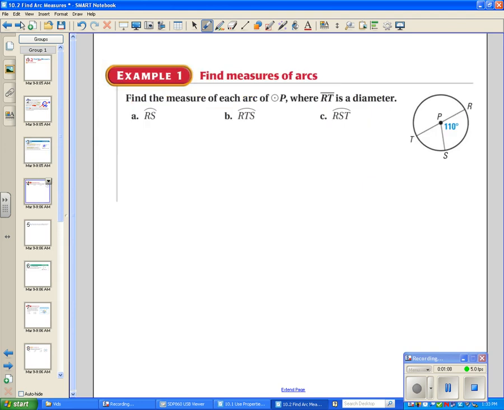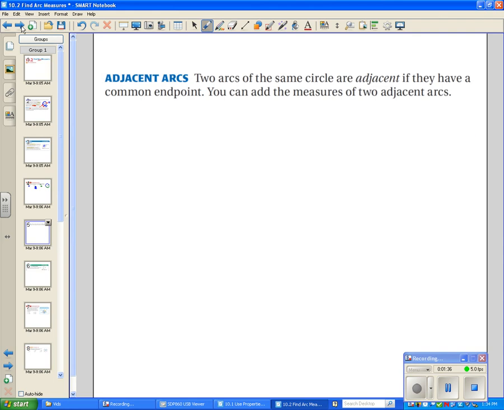So easy, I don't even think I'm going to do it, except maybe I'll talk about it. Arc RS is 110 degrees. I guess I will do it. RTS goes from here all the way around, and notice it's completing the circle, so it's 360 minus 110, and I get 250 degrees. RST, on the other hand, is going the other way. Notice if we're going to say that RT is a diameter, and it does say it's a diameter, then that's 180 degrees. It's just simply a semicircle.